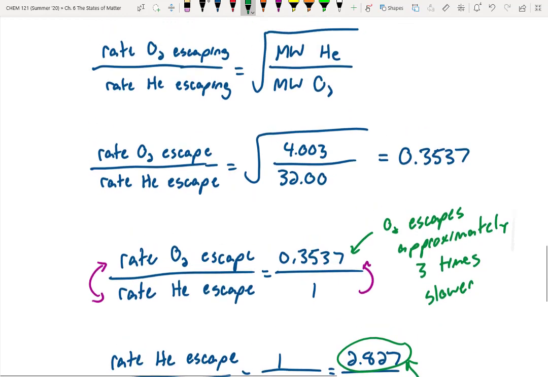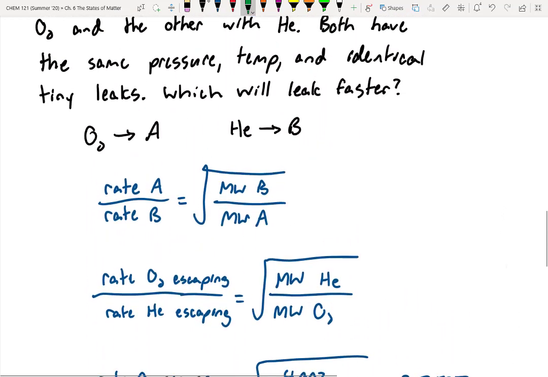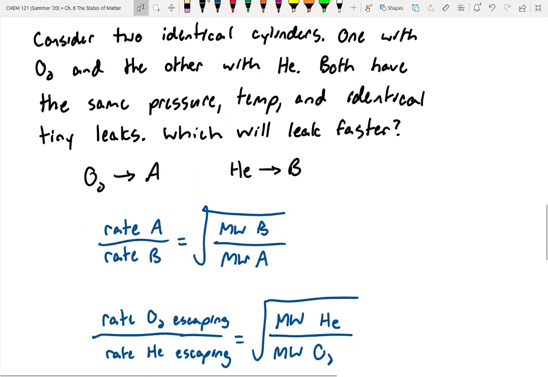But the cool thing with this law is he found this mathematical relationship with how quickly this process occurs. But it's only useful as a relative rate comparison for diffusion and effusion.